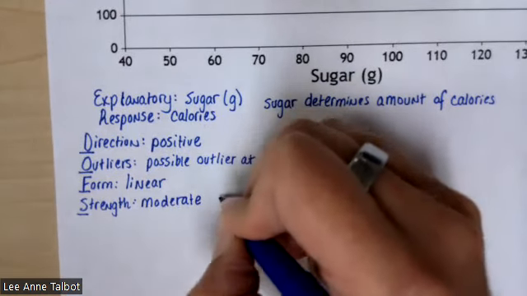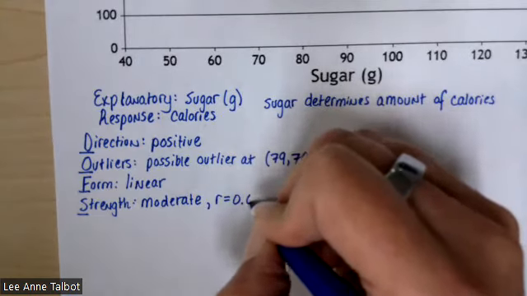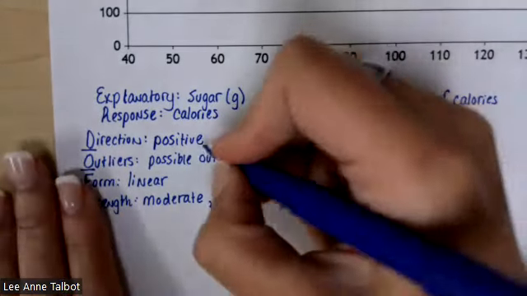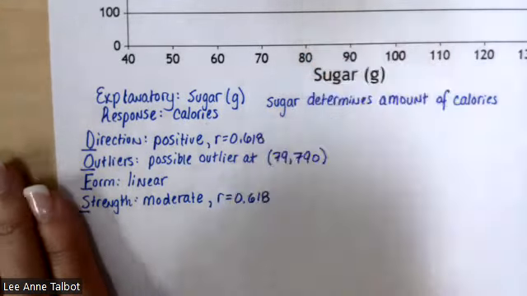R is 0.618. How do you know that, Mrs. Talbot? Well, because I know how to do it on my calculator, but you don't yet. Does the 0.6 make sense in your mind for it to be moderate? Yeah. From our discussion last Friday. Okay, now interestingly enough, because I just spoiled that for you, you can also put that here.